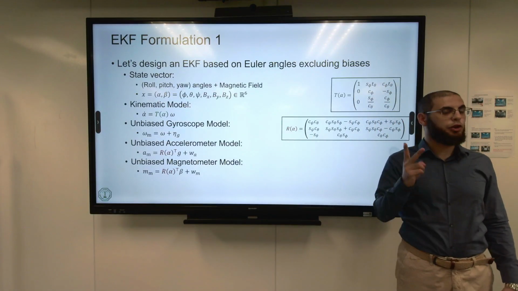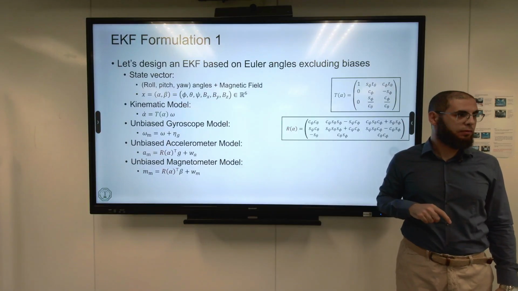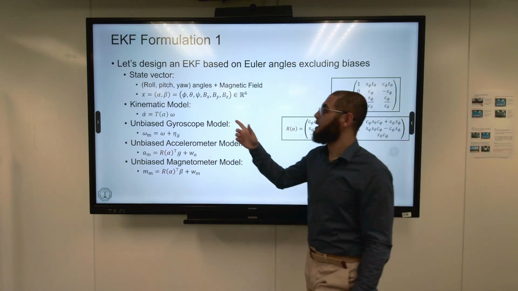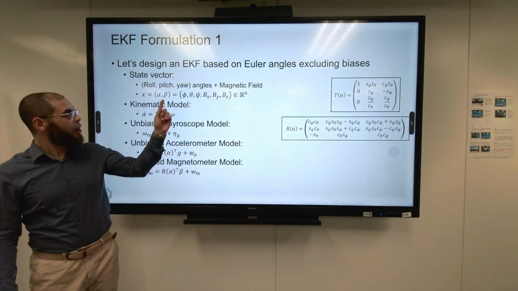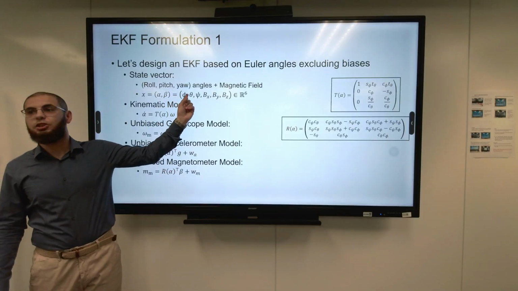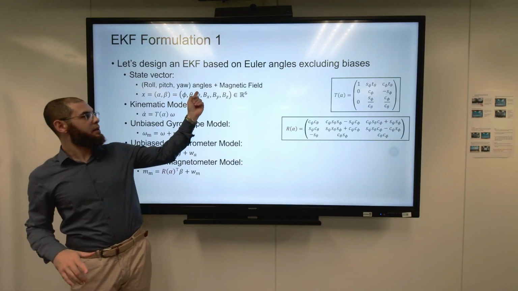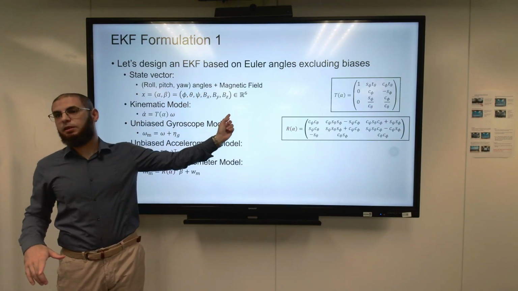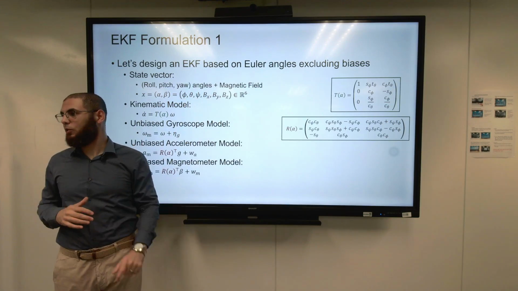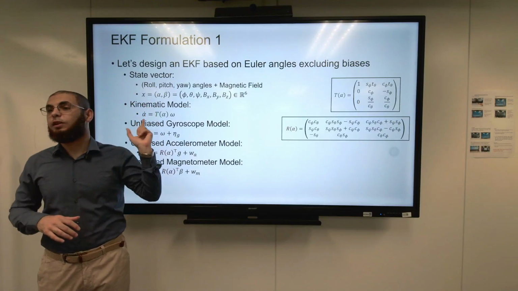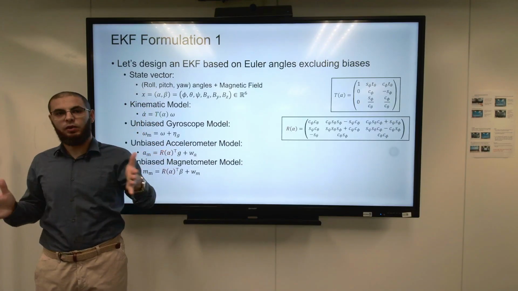Okay, so I'm going to show you two different EKFs today. The first one, we're going to be estimating the roll, the pitch, and the yaw angles of the IMU, along with Bx, By, and Bz, which are the three biases of the magnetometer. Okay? So the x vector that we want to estimate, how big is it? What's the dimension of it?